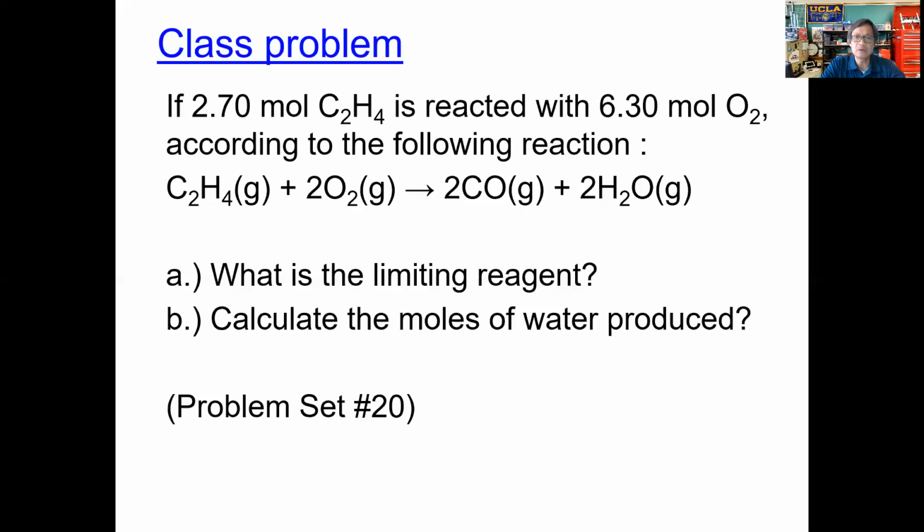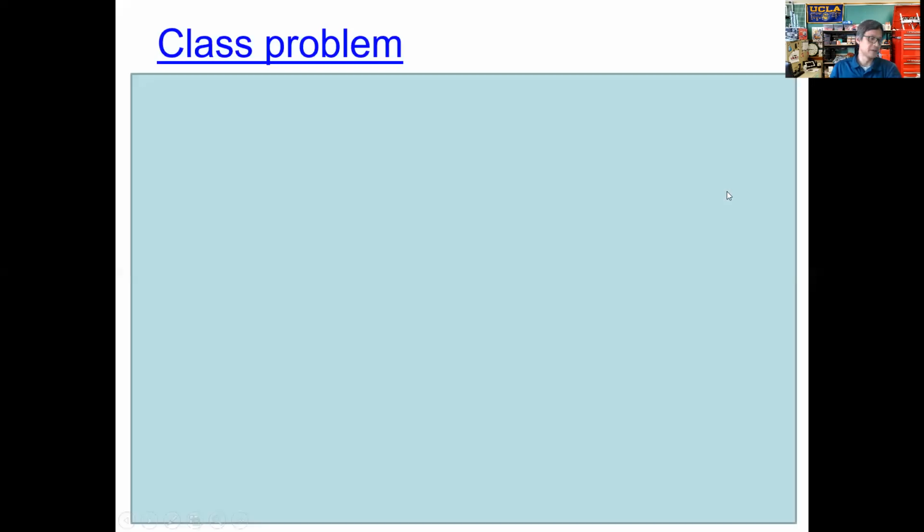But once we know what the limiting reagent is, and remember, it is the reactant that runs out first, when that runs out, no more product will be formed, and so it determines how much product will form. So if we wanted to answer part B, which is how many moles of water is produced, and water in this reaction is a product, we have to figure out which one of those reactants, C2H4 or O2, runs out first. And we did that calculation yesterday, so please make sure you take a look at that. And come on by after school if you have any questions, okay?